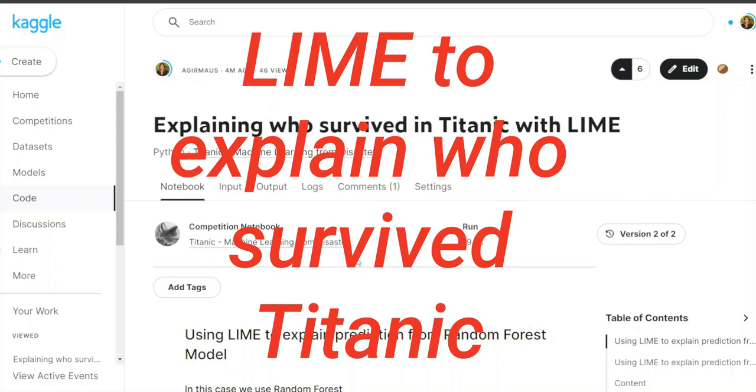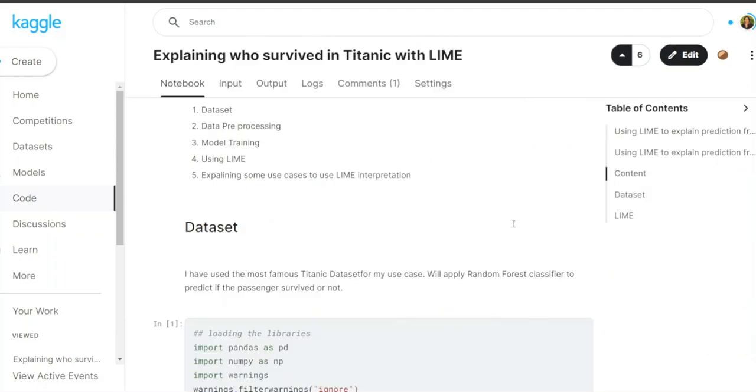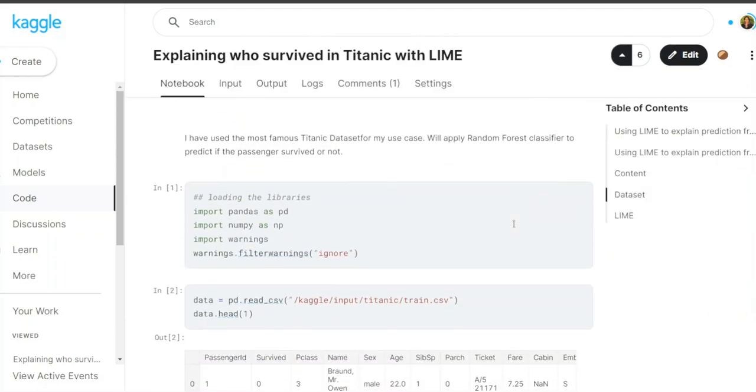And as you can see, I've got 6 upvotes and it has a little bronze badge as well. So, really excited to walk you through the insights. So, let us go step by step.